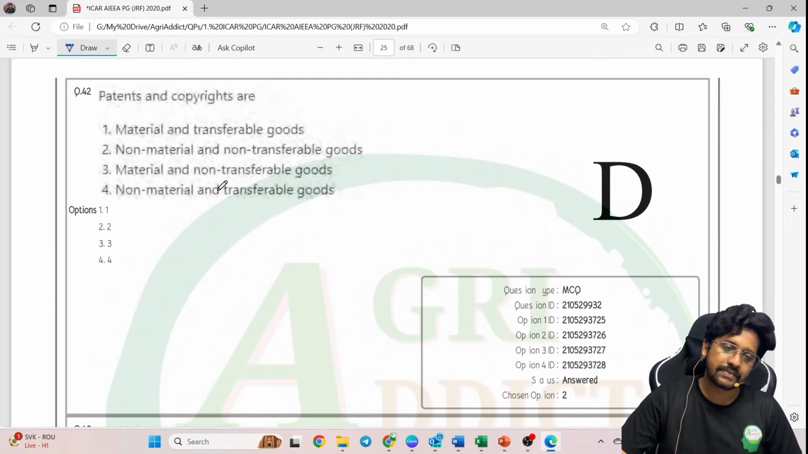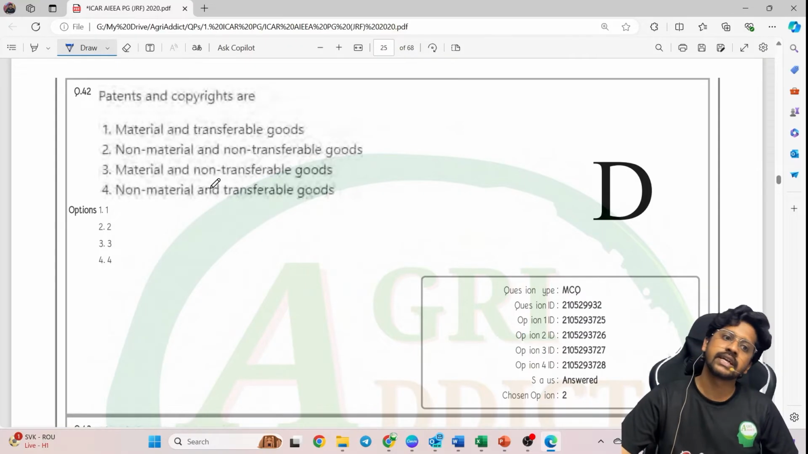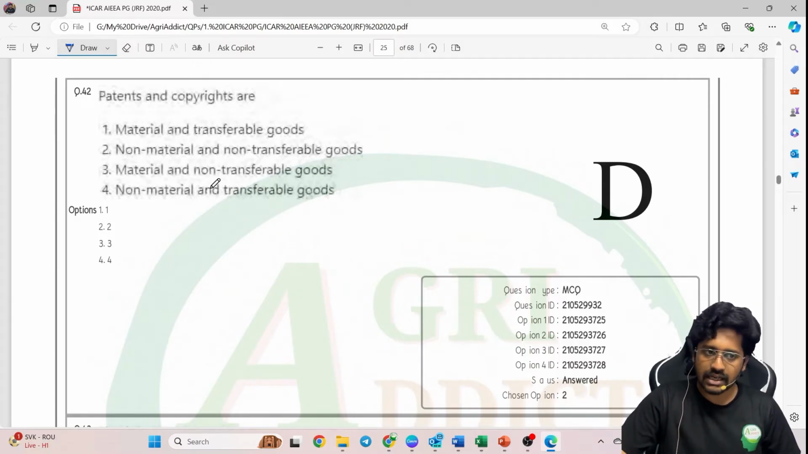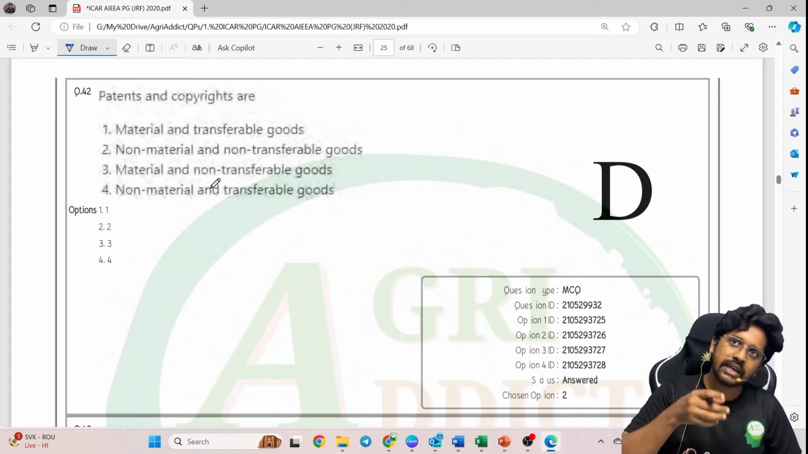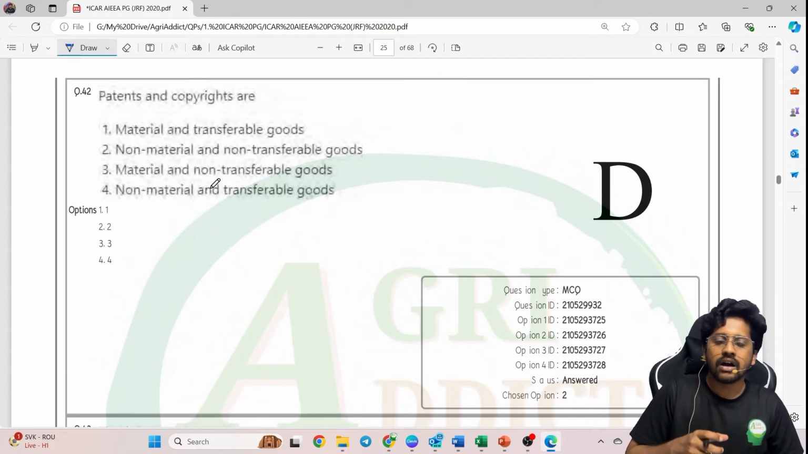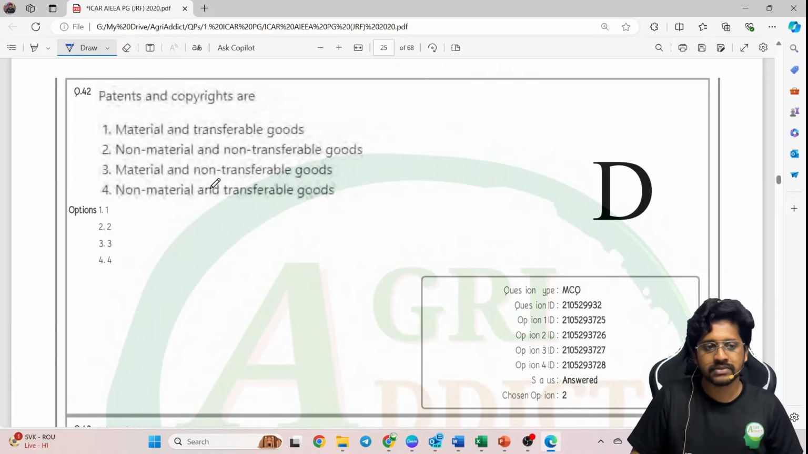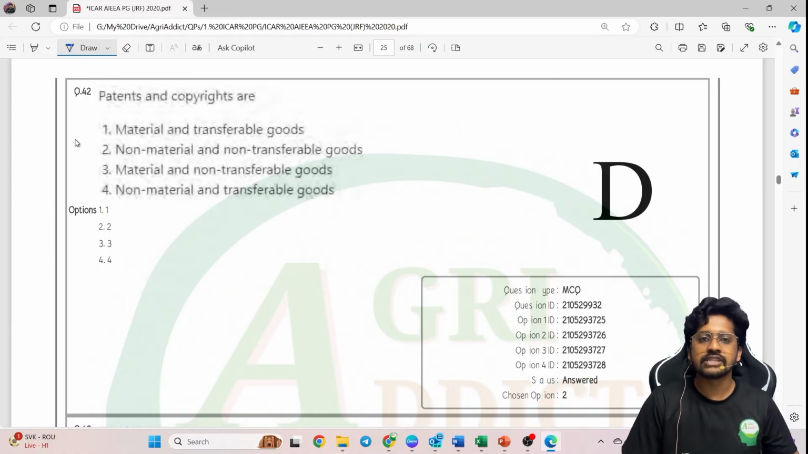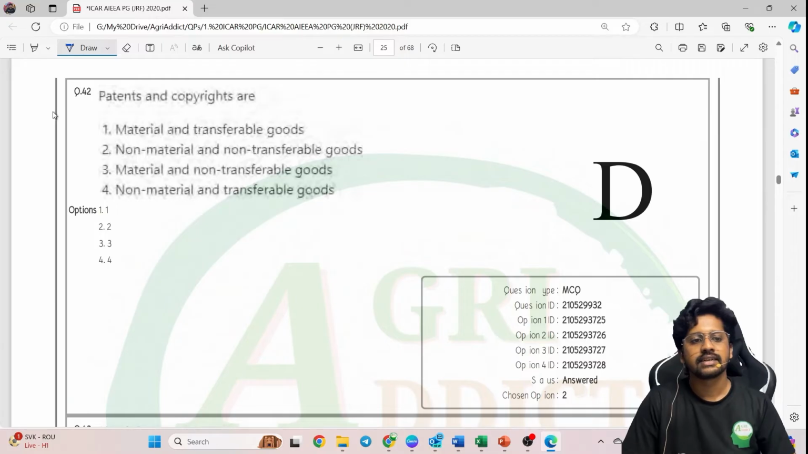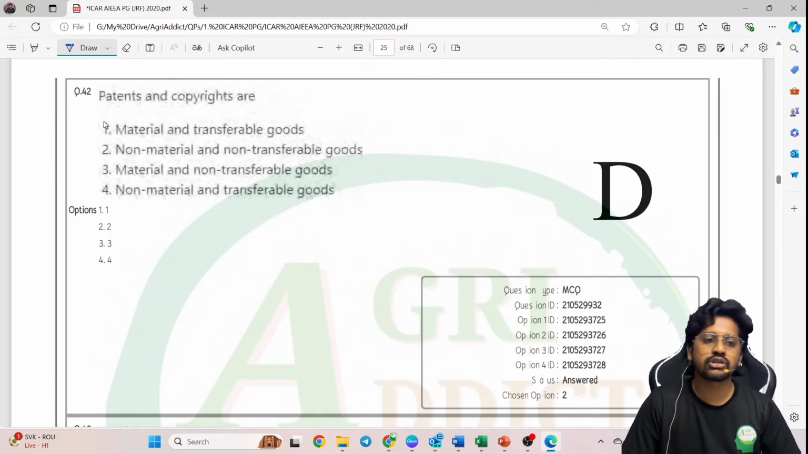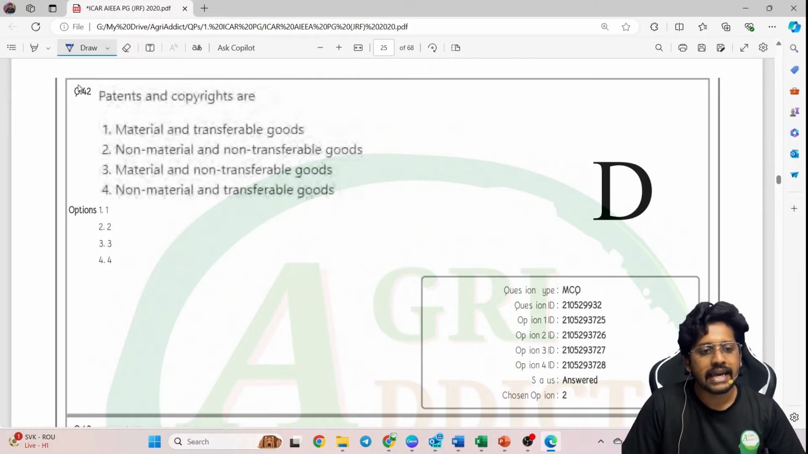Patents and copyrights. According to the classification of Alfred Marshall, based on transferability, commodities are classified into material and non-material, transferable and non-transferable goods. What is actually a patent and copyright? It is a legal right on some commodities. Patents and copyrights are legal rights, so obviously it is a non-material object. We cannot touch it. It's not tangible, right? We cannot physically feel it. It is a legal right obtained for a commodity, so first of all, it will be a non-material thing.